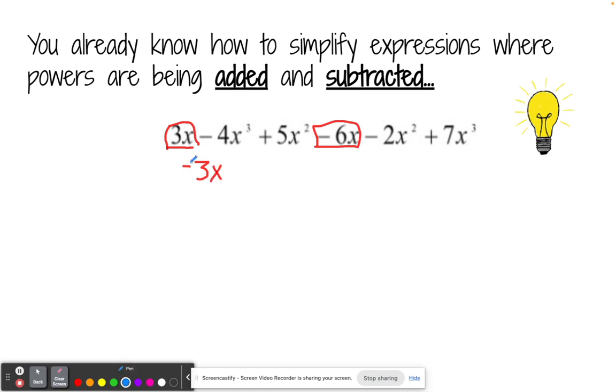I also have 5x to the second power and negative 2x to the second power. Again, I can combine those because they have the same exponent, same base raised to the same power. 5x to the second power plus negative 2x to the second power is a positive 3x to the second power.